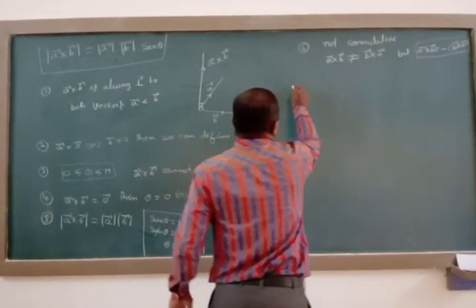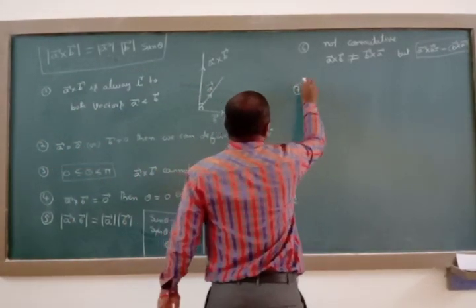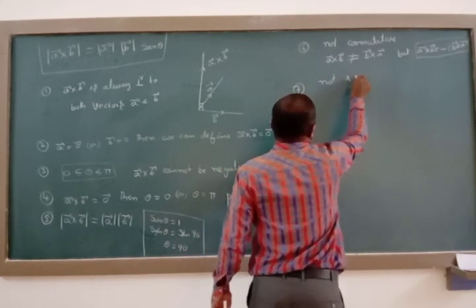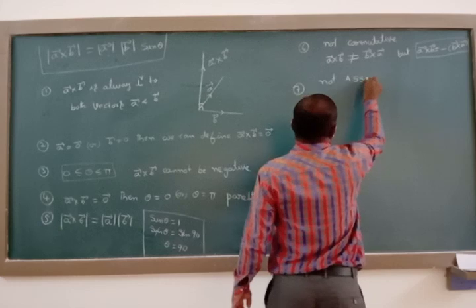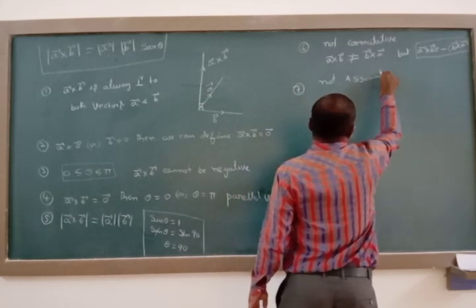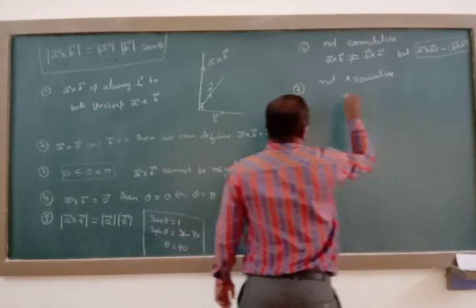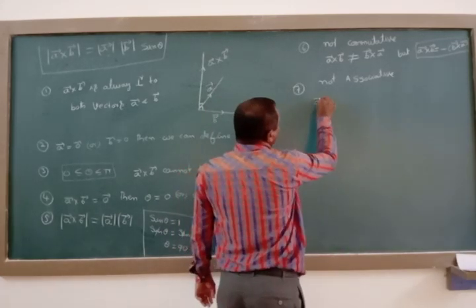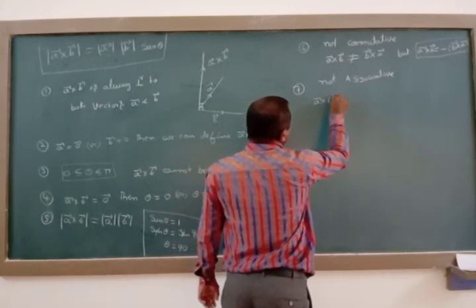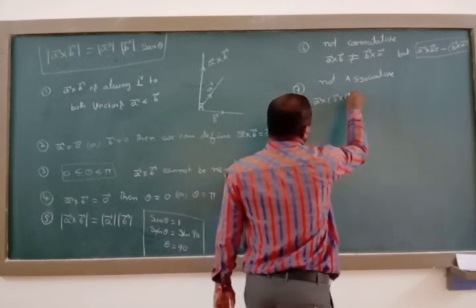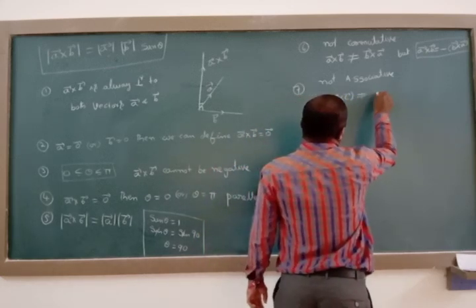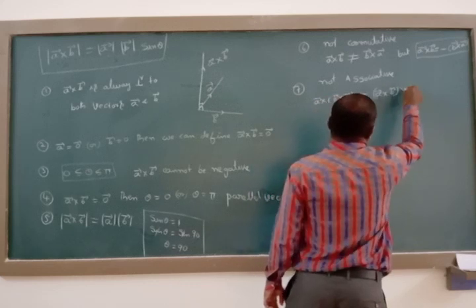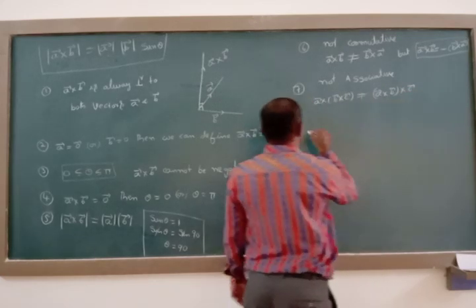Seventh, vector product is not associative. Associative means we need three vectors like this: A bar cross of B bar cross C bar is not equal to A bar cross B bar, cross C bar.